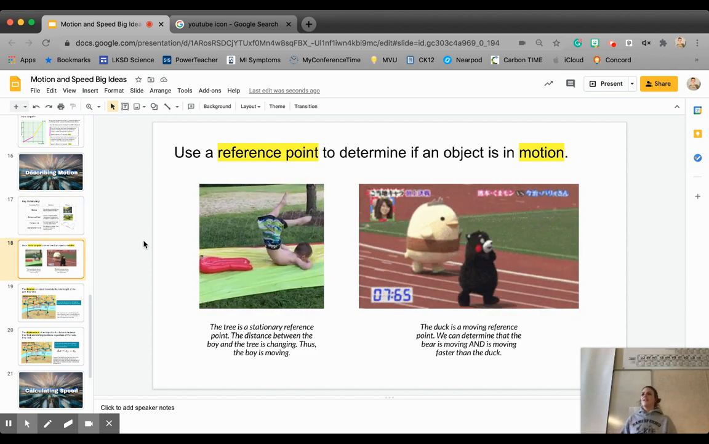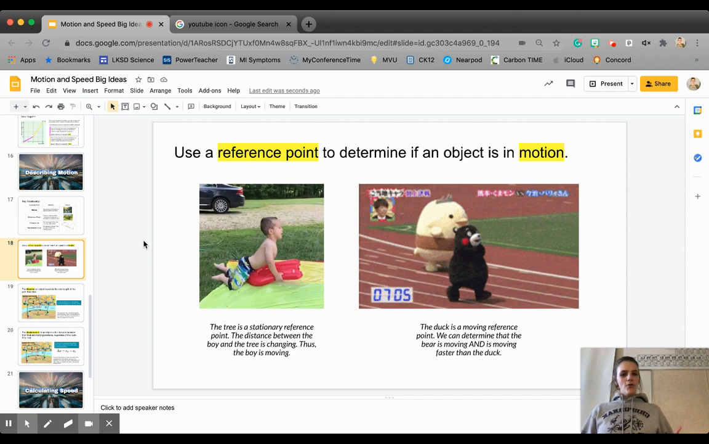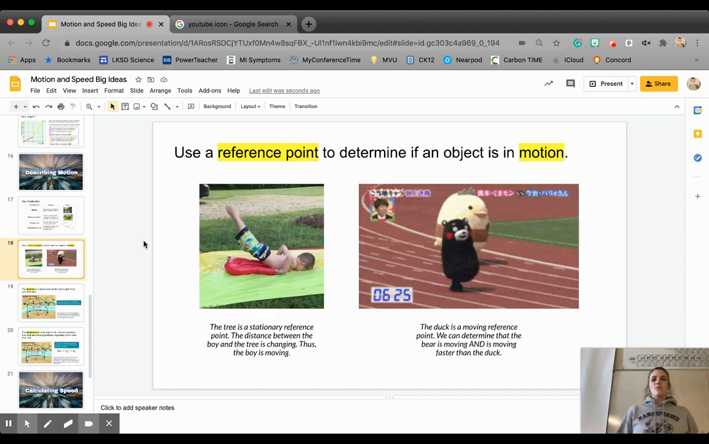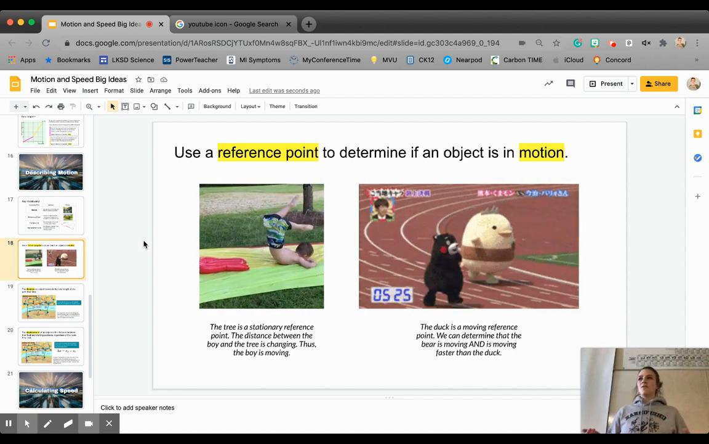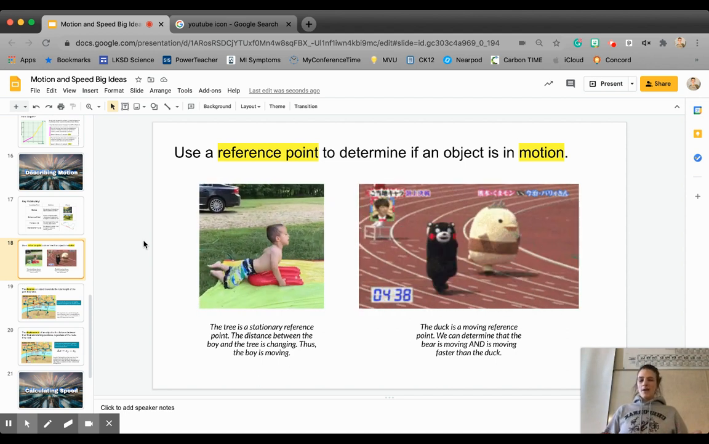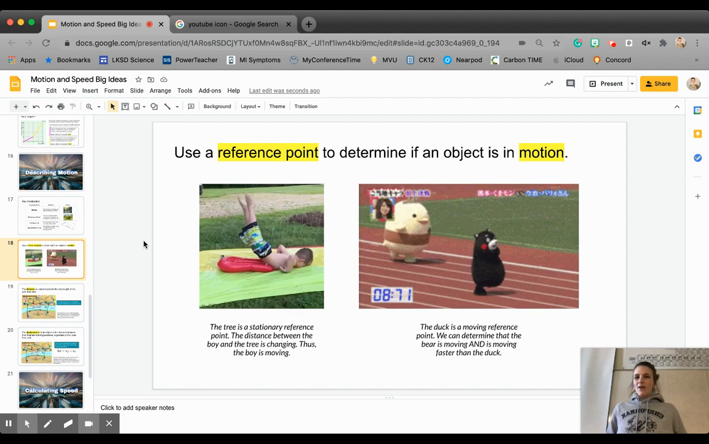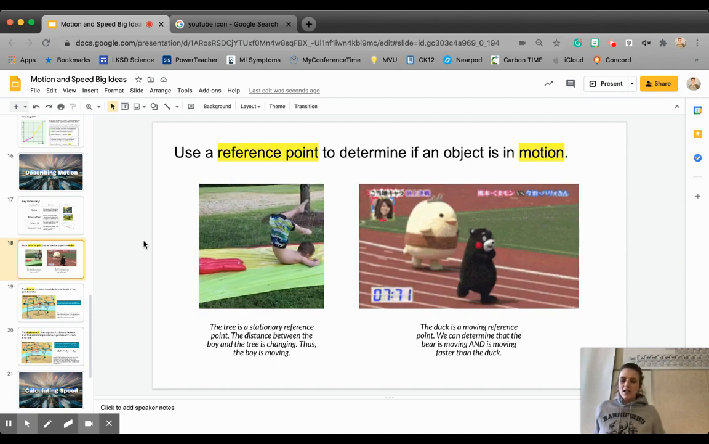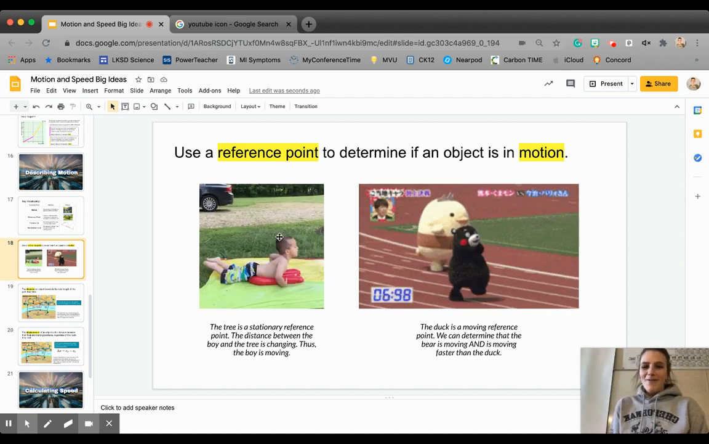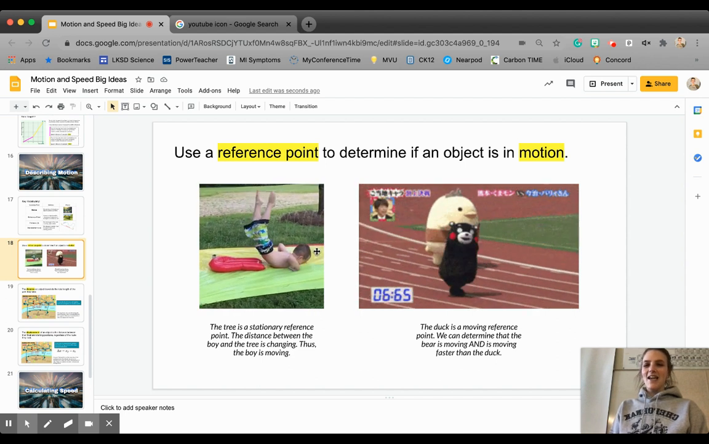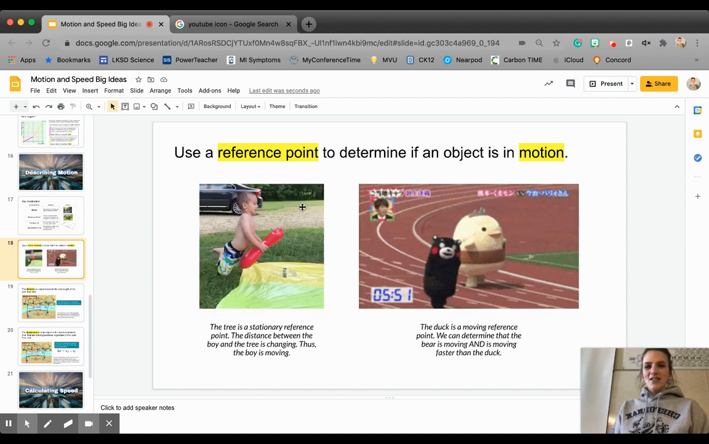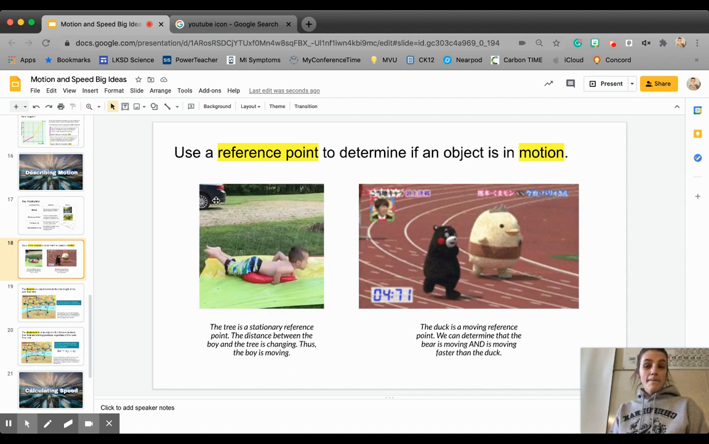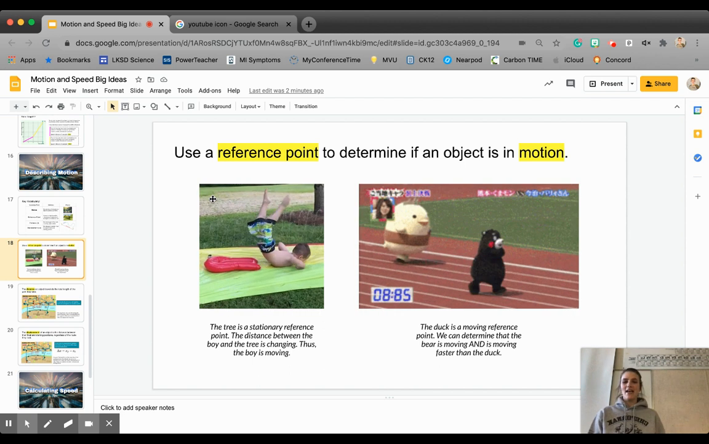How do we determine if an object is in motion? We know that an object is in motion because its position is changing, but compared to what? We often use reference points to help us determine if an object is in motion. So if we look at this video of the little boy who's sliding down the slip and slide, behind him, notice there's this tree that's sitting there. Or we could also use the car that's sitting behind him.